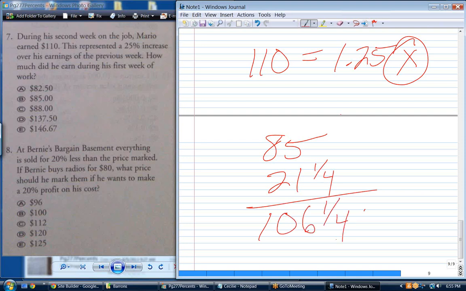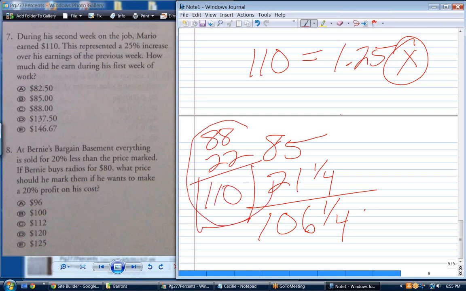What's the answer got to be? 88. Right. So an 88 is going to be 88 plus a fourth of 88. That's 110. To me, back solving makes the math a lot easier rather than trying to divide 110 by 1.25.